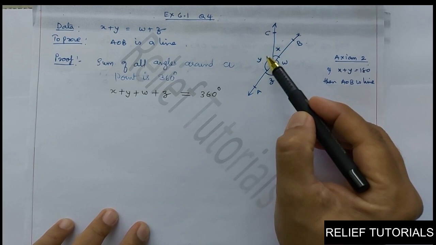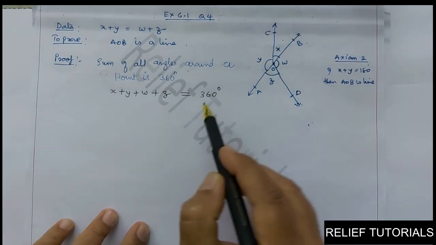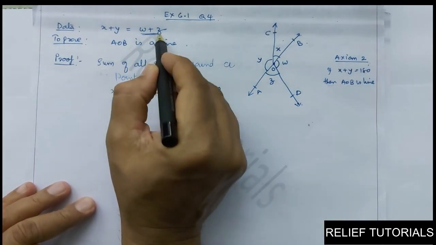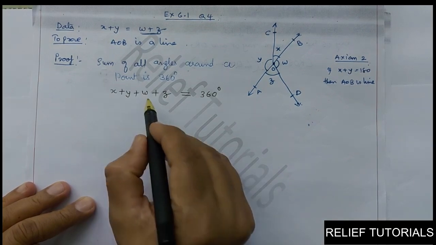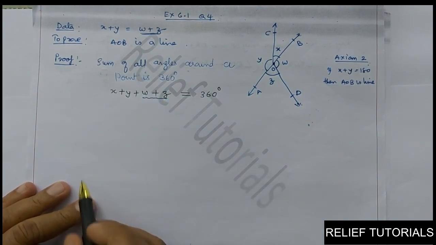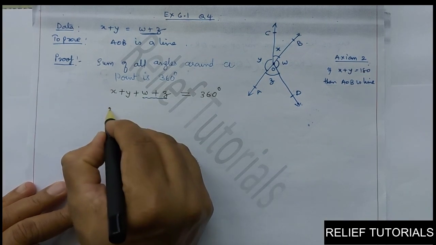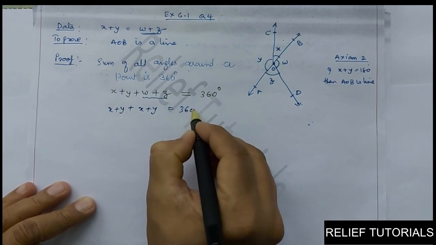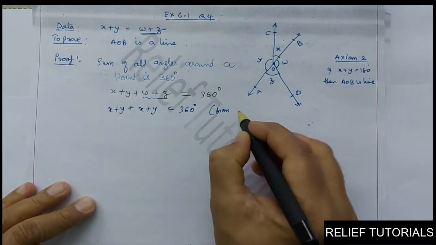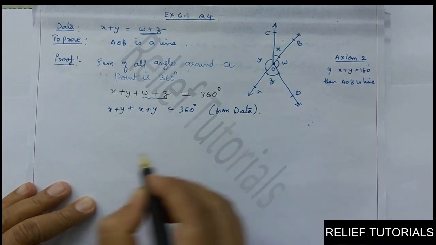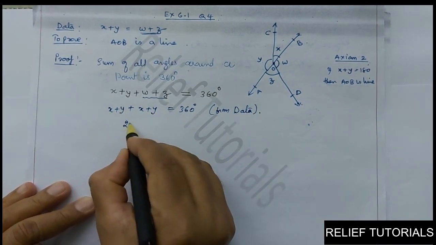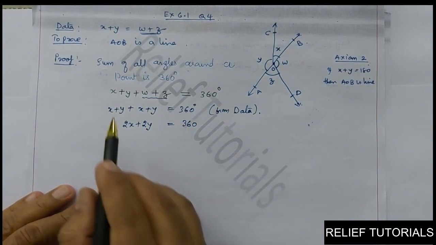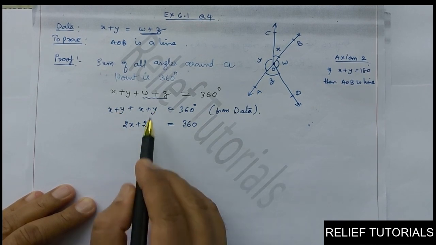So I can write x plus y plus w plus z is equal to 360 degrees. Now one relation is already given, y plus z is equal to x plus y. So here in place of y plus z, I can write x plus y. So here it comes x plus y plus x plus y is equal to 360 degrees. So here it comes x plus x, 2x, plus 2y is equal to 360 degrees. x plus x is 2x, y plus y is 2y.